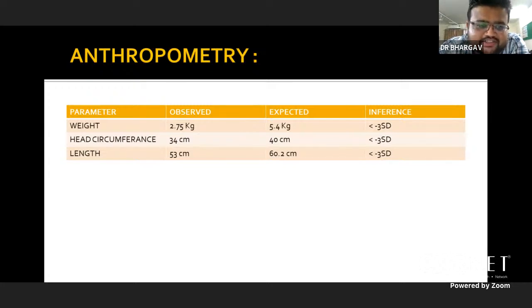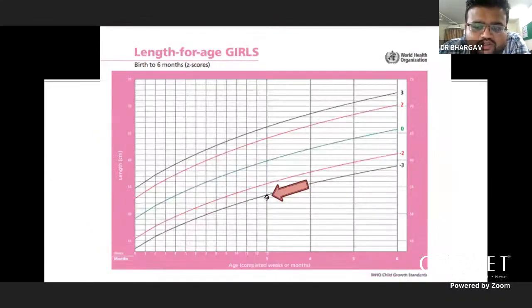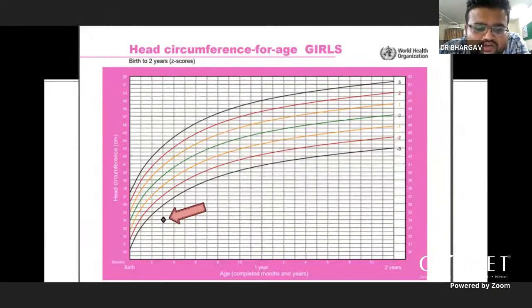-3 standard deviation. So here I have put the weight of the child on the weight for age WHO Z-score chart, which is showing the weight is falling less than -3rd standard deviation. Length is also falling lesser than the -3 standard deviation, and head circumference is also falling less than -3 standard deviation.